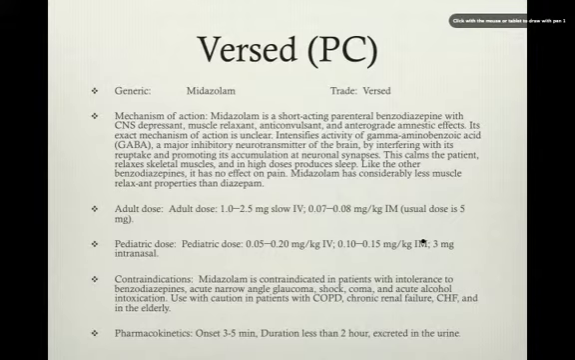Used with caution in patients with COPD, chronic renal failure, CHF, and the elderly. Pharmacokinetics: onset 3 to 5 minutes and duration less than 2 hours, and it is excreted in the urine.